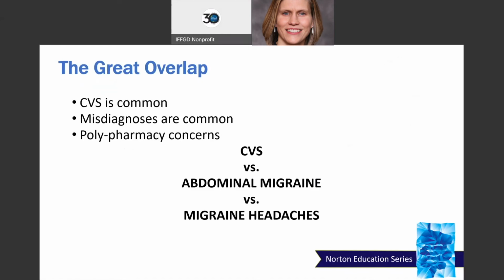Here we look at the extensive overlap between CVS, cyclic vomiting syndrome, abdominal migraine, and migraine headaches. So this is a bucket of disorders that are cousins of each other. They overlap, their features are very similar, and misdiagnoses are common. Some of them actually have a diagnosis of gastroparesis, or delayed stomach emptying, because they vomit. They get treated with a variety of medications, too many drugs, and the difficulty figuring out what people suffer from can sometimes lead to polypharmacy.